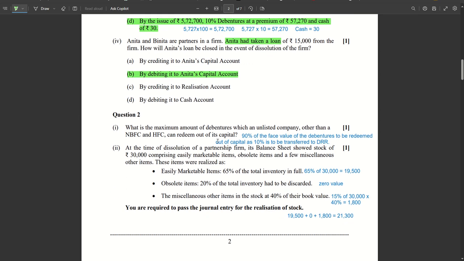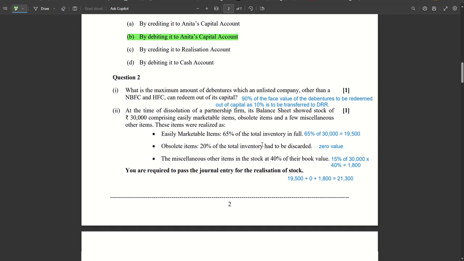Let's move on to question number 2. This is a simple question. Again, you have to know the concept here to be able to answer this and secure 1 mark for yourself. What is the maximum amount of debentures which an unlisted company other than NBFC and HFC can redeem out of its capital? So the answer is 90% of the face value of the debentures to be redeemed out of capital, as 10% is to be transferred to DRR.